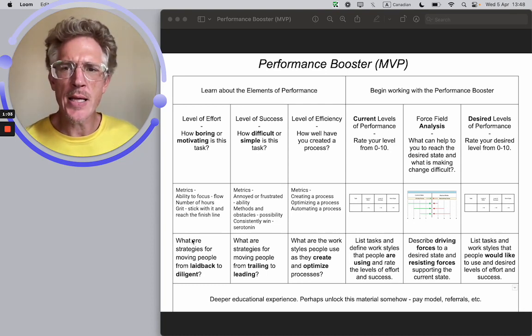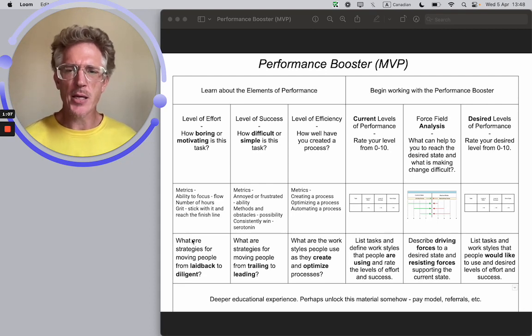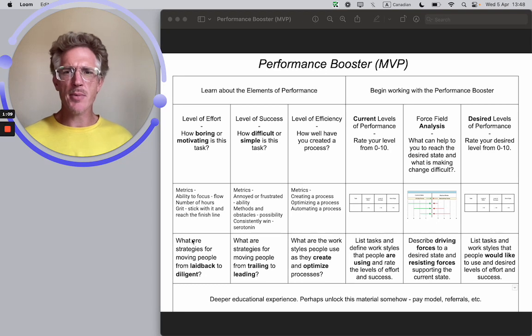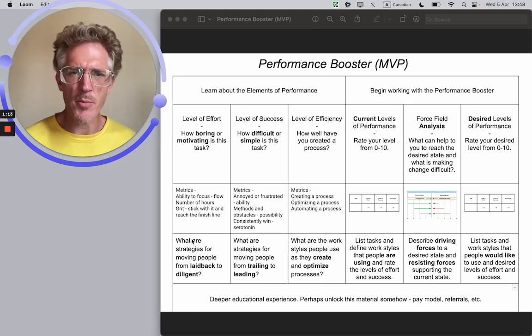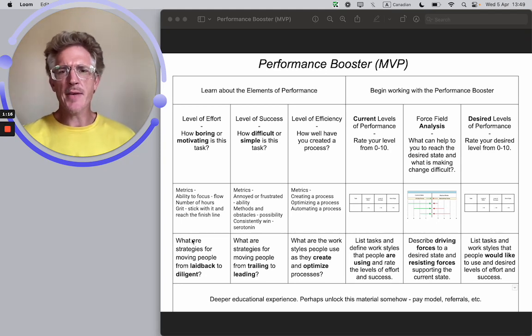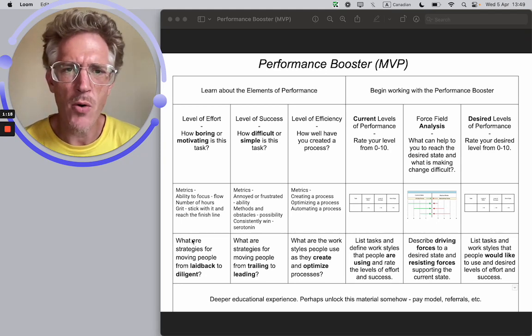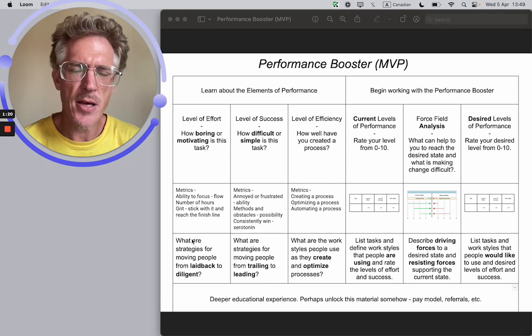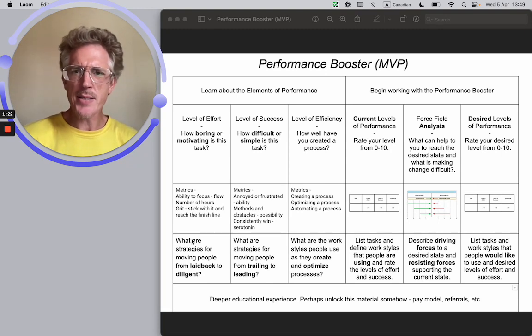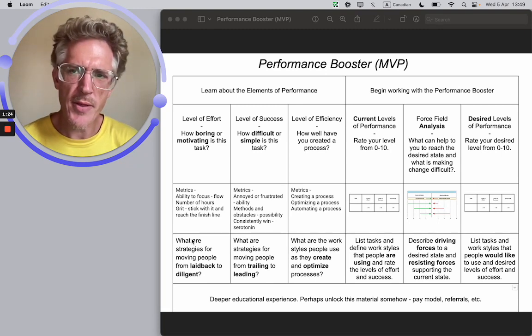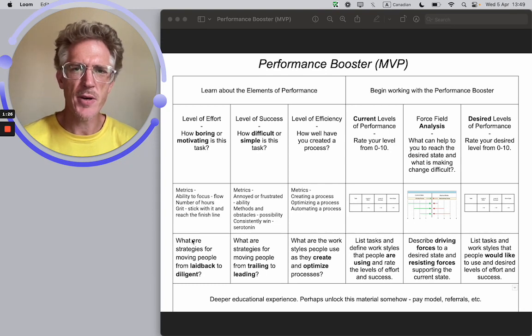The MVP, the minimal viable product that I'm creating, is going to have some concept that revolves around this concept of performance, or boosting performance. You can see on the left-hand side in the first row it says learn about elements of performance, and on the right-hand side, begin working with the performance booster. So it's very simple: there's a learning area and there is a doing area.